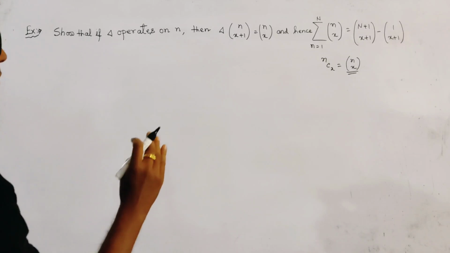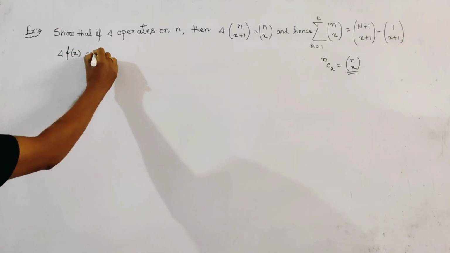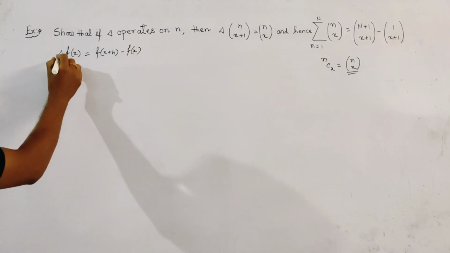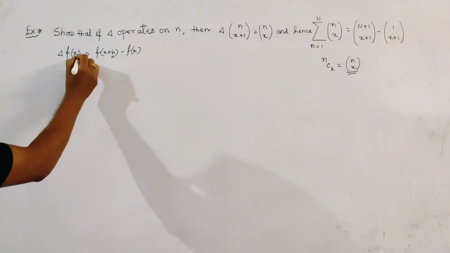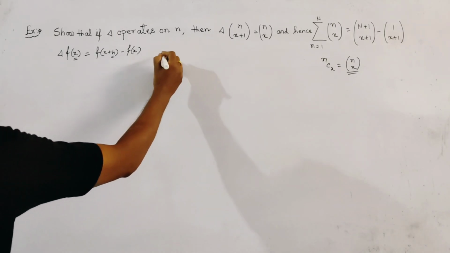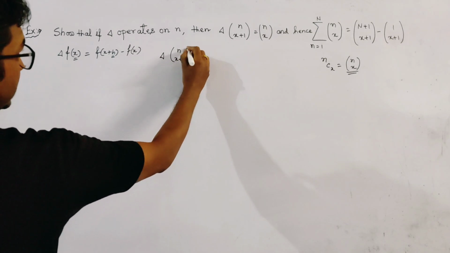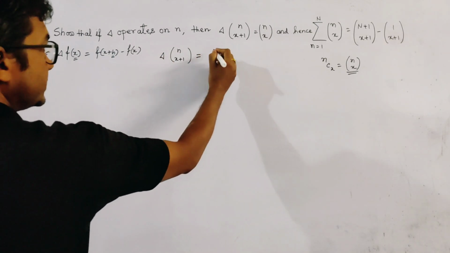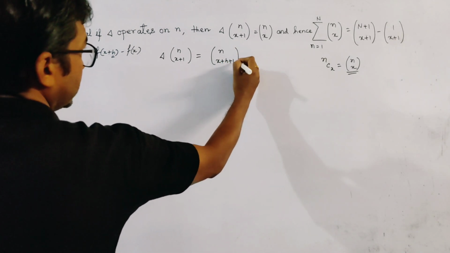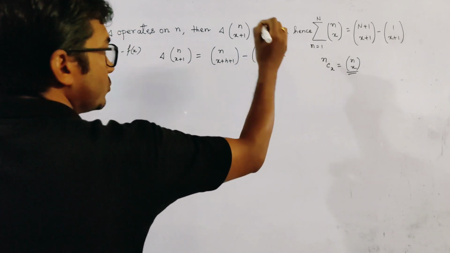Now we clear the definition of delta. Delta f(x) means f(x+h) minus f(x), where h is the step length and it works with the independent variable. Now if we write the definition of delta nC(x+1) as n C(x+h+1) minus nC(x+1), this definition is wrong.